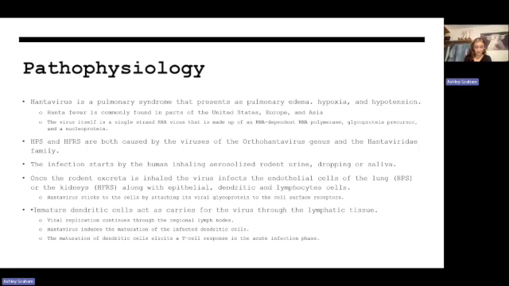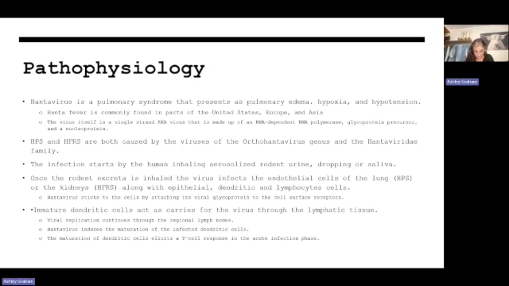Hanta fever is commonly found in the southern part of the United States, but not really the southern part, also found in Europe and Asia. The virus itself is a single-strand RNA virus that is made up of RNA-dependent RNA polymerase, a glycoprotein precursor, and a nucleoprotein.